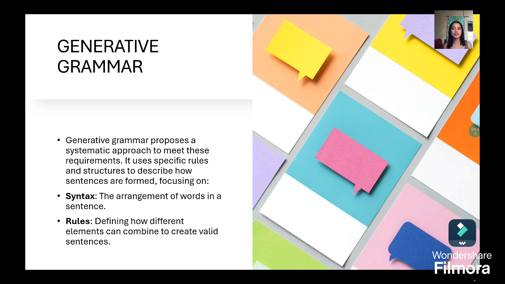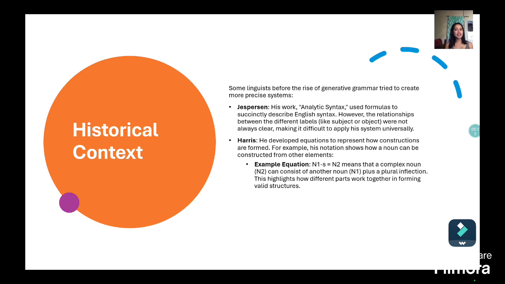Now let's proceed to generative grammar. Generative grammar proposes a systematic approach to meet these requirements. It uses specific rules and structures to describe how sentences are formed, focusing on syntax, the arrangement of words in sentences, and rules defining how different elements can combine to create valid sentences. So, historical context.